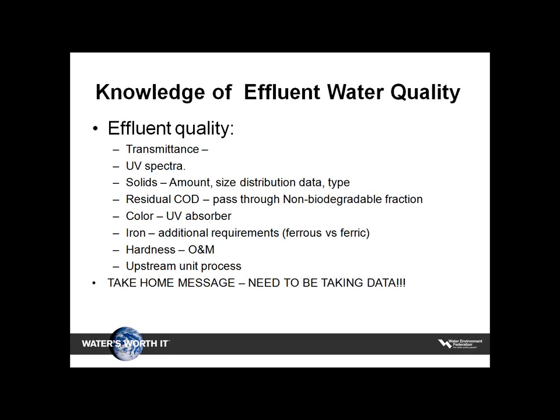Iron, we'll talk a little bit about iron. Sometimes that can make some impacts. We have a slide on that. Hardness is one that we generally look at. In terms of UV, that can impact operation and maintenance and cleaning frequency, so it's nice to know that up front. And then the bottom line is it's really key to understand what the upstream process is and what the flexibility of that unit process is. So if we're looking at UV, the take-home message is we ought to be taking data, and we need to be taking a fair amount of it so we can drill in and better design and operate the UV system.